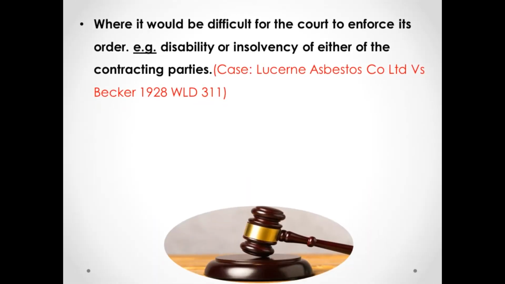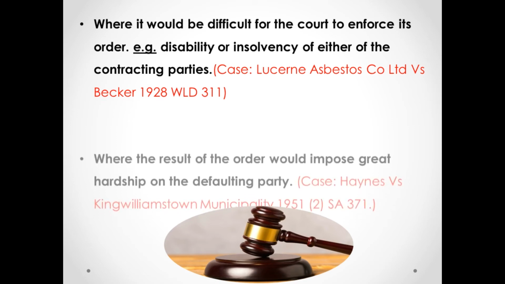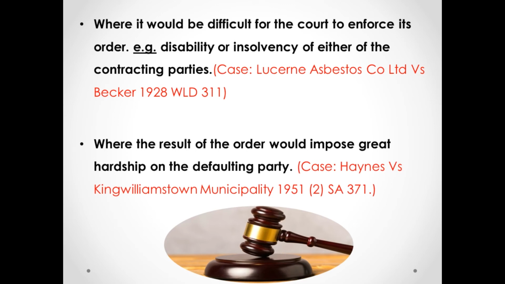Then we also have the situation where it is difficult for the court to enforce its order, for example, the disability or insolvency of either of the contracting parties. If someone is insolvent, then the court cannot give the order for specific performance. And lastly, where the result of the order of specific performance would impose great hardship on the defaulting party, the courts will not grant that order.